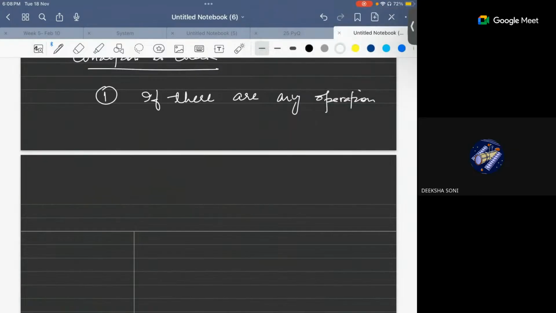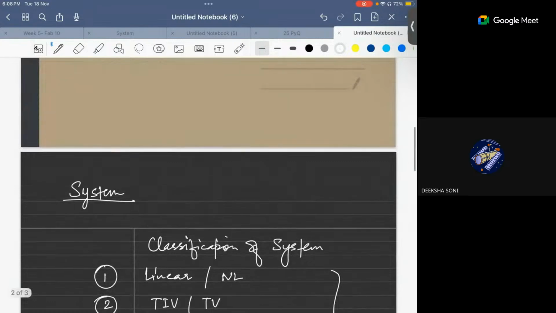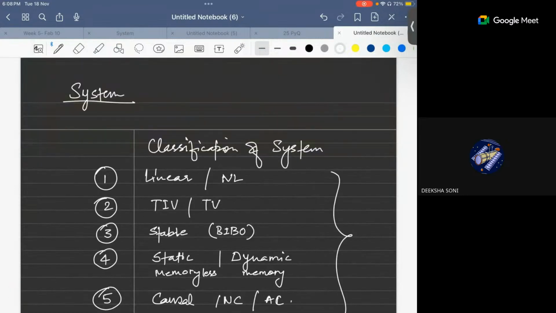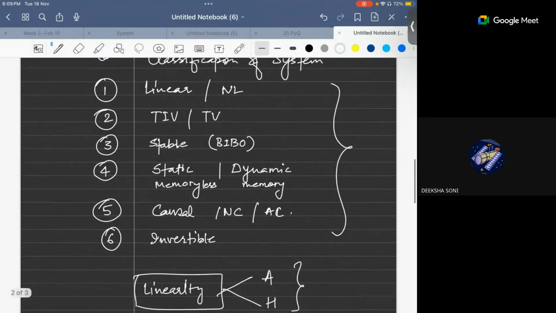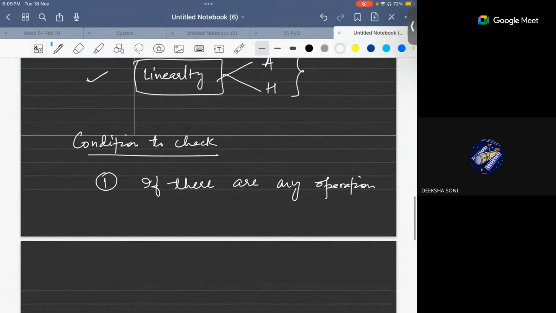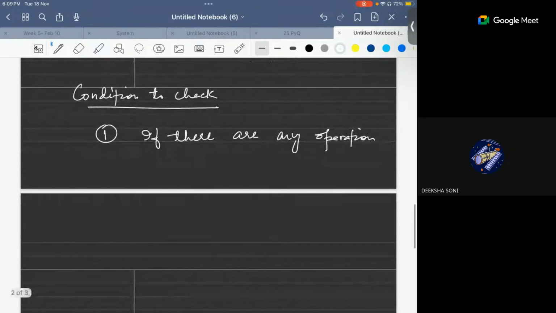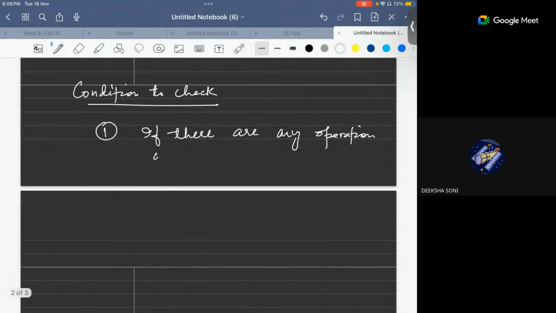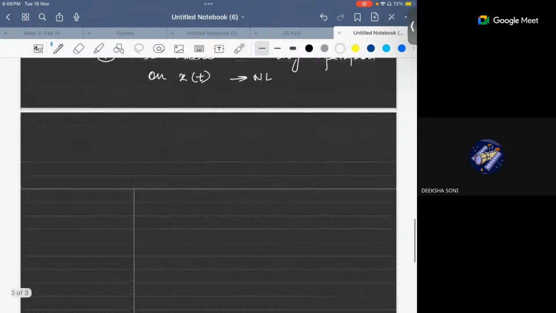Okay. So I was just starting with the system and the classification of system, which we have talked about in the previous sessions. I'll just be giving you the recap. The first thing is linearity. For any system that has been given to you, you have to check whether the system is linear or not. The condition you can check is if there is any operation on x(t), that will make the system non-linear. Any operation on x(t) will make the system non-linear. This is the first condition.